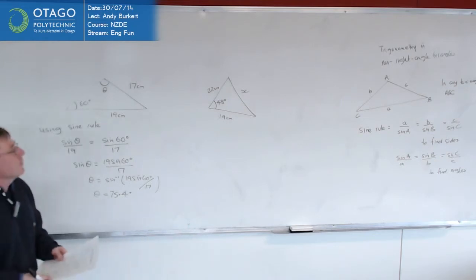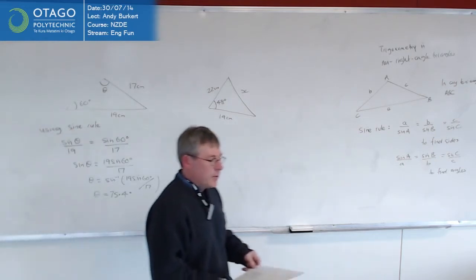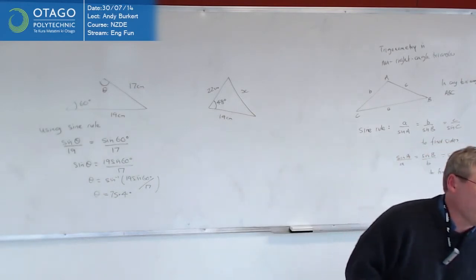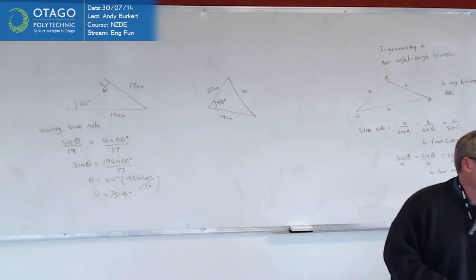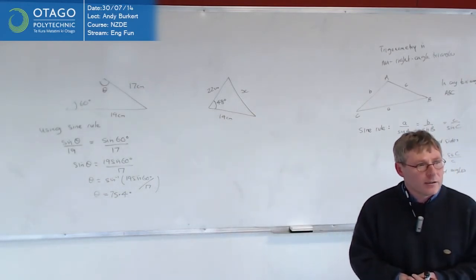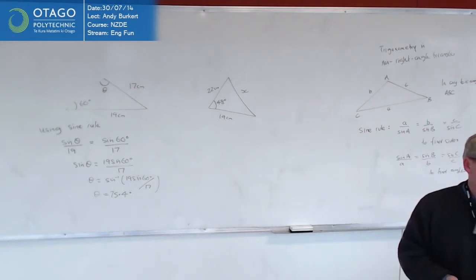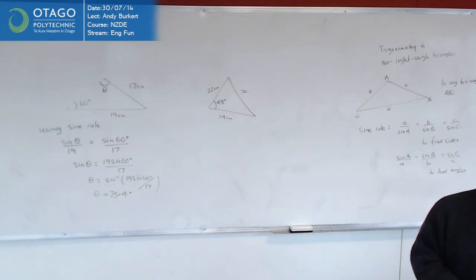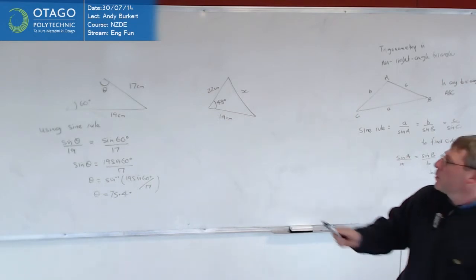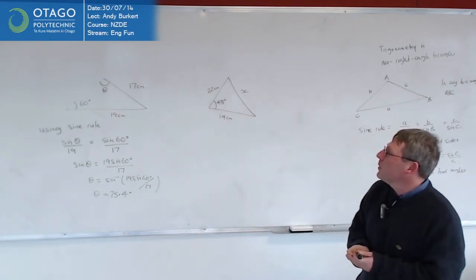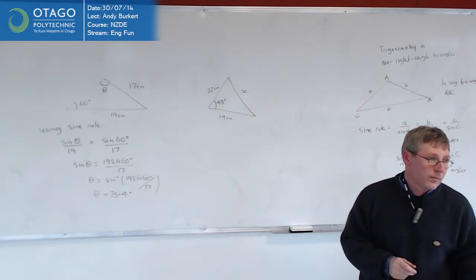So remember the tip, decide whether it's the cosine rule. If it is, use it. If it's not, we use the sine rule. So to find a side using the cosine rule, we need to know two sides and the angle between them. Is that what we've got here? Yeah, so we've got two sides and the angle between them, so we're going to use the cosine rule.